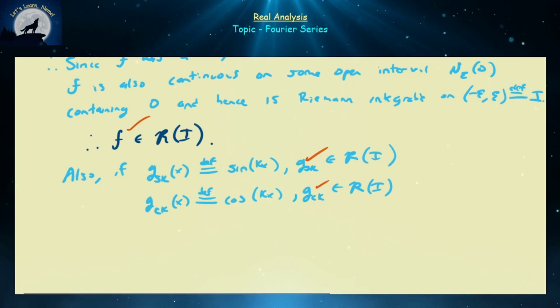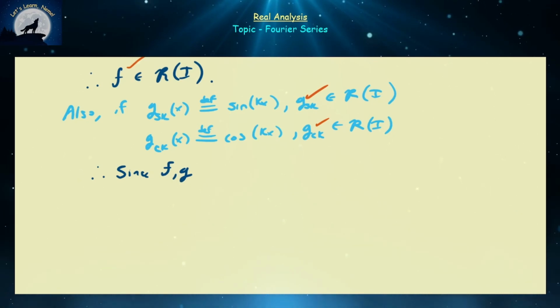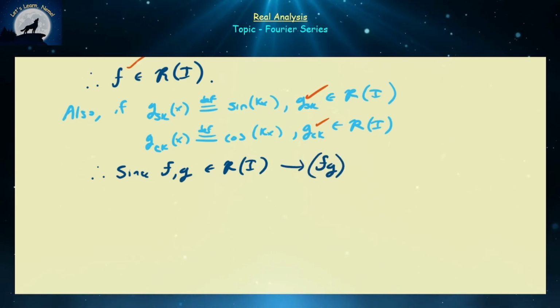Now you might be thinking, what's so special about these g_c,k and g_s,k functions? Well, those are going to give us the Fourier coefficients for our Fourier series. So therefore, since f and both of these g's belong to our Riemann integrable functions on I, then we know that the product of these functions, f times g, also belongs to the set of Riemann integrable functions on I.